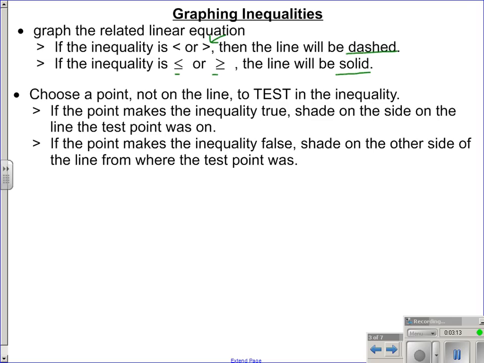To know which side of the line to shade on, you are going to test a point. Pick a point not on the line, plug it in. If the point that you tested makes that inequality true, you're going to shade on that side. Whatever side.